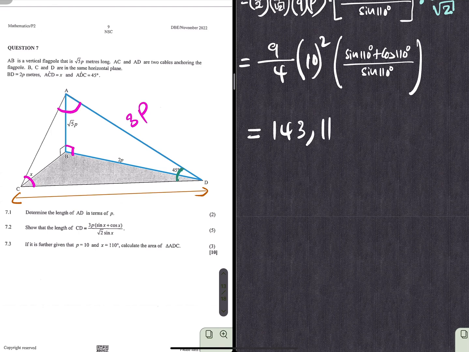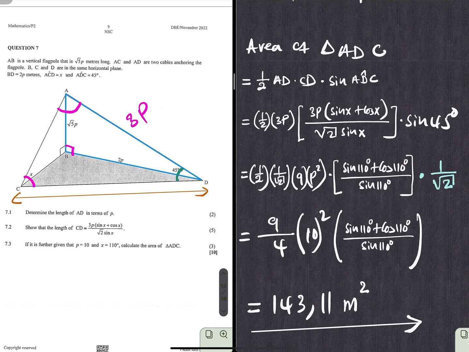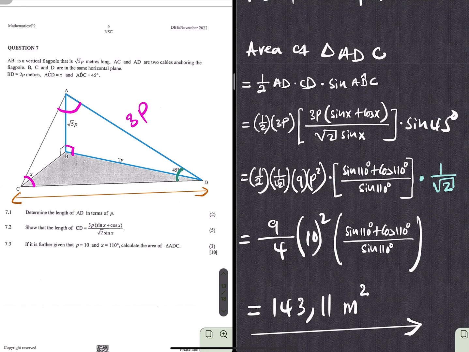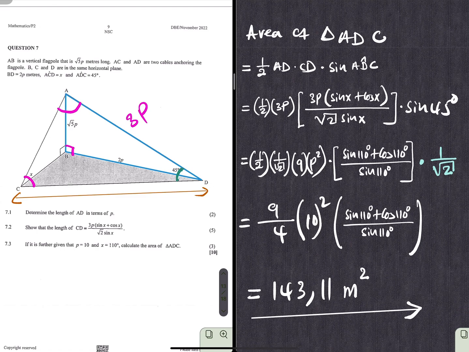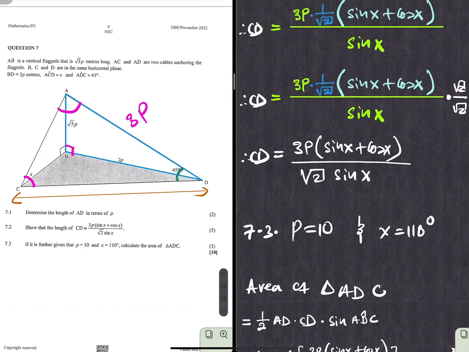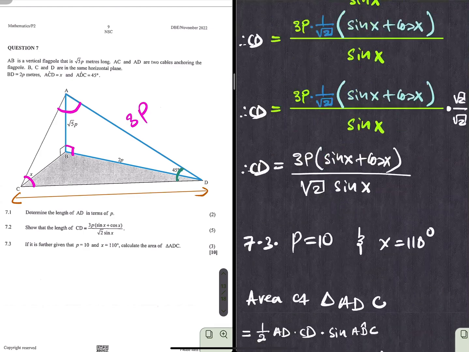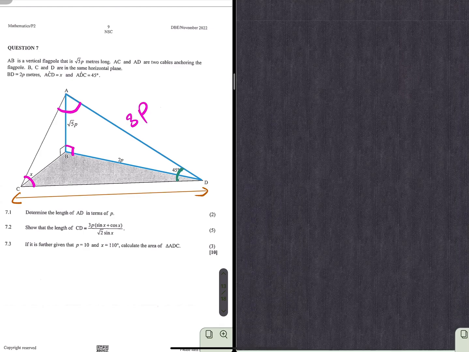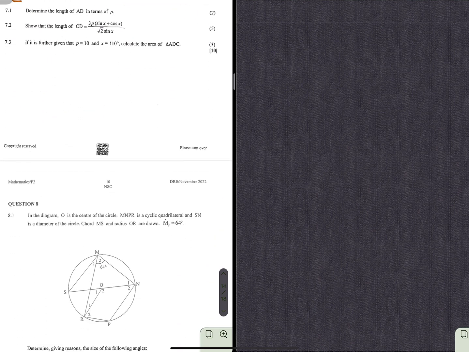So the sides were in meters. So you can say that this is meters squared. This is for the area, remember that, so it should have that unit. So this is how you work it out. This is how you go about it. That's how I'll work it out myself. So this is really easy.